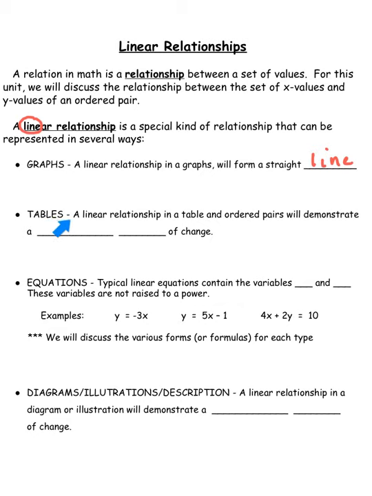Next, tables. A linear relationship in a table and ordered pairs are what is formed in a table. X and Y columns make X and Y ordered pairs. So a linear relationship in a table and ordered pairs will demonstrate a blank of change, and it is a constant rate of change. At any time, you may pause this video in order to take notes.